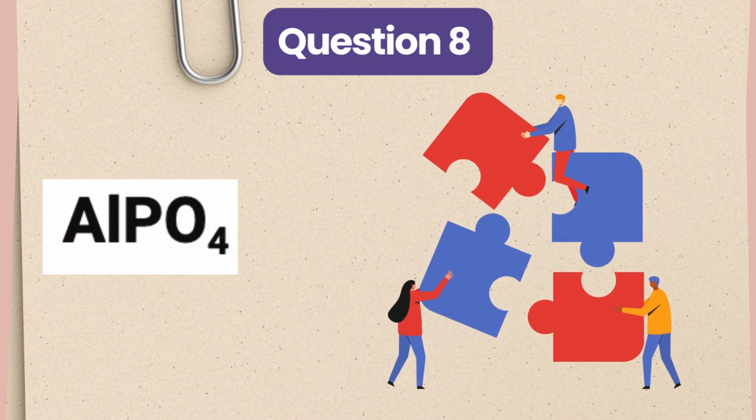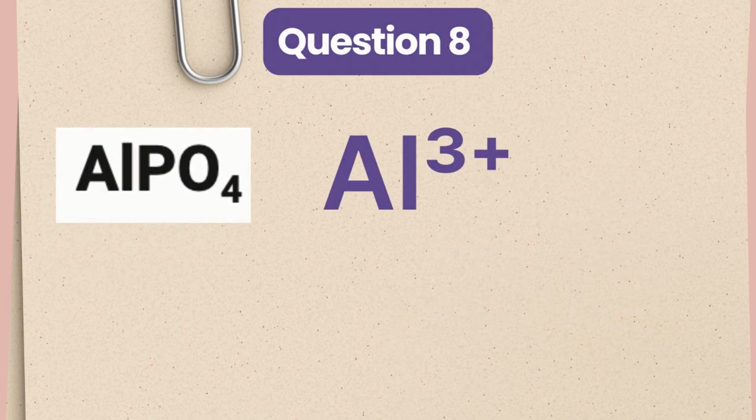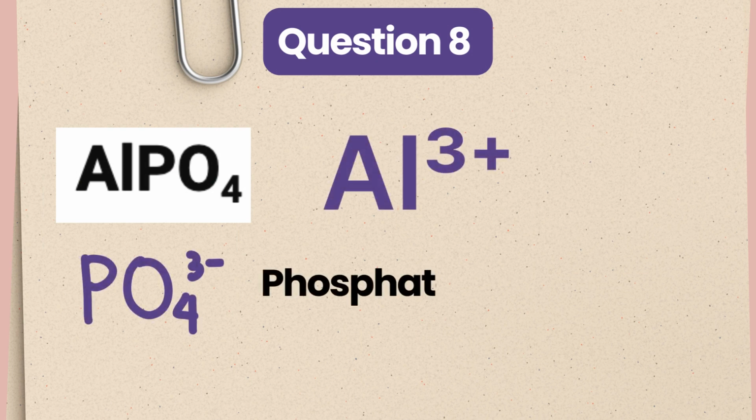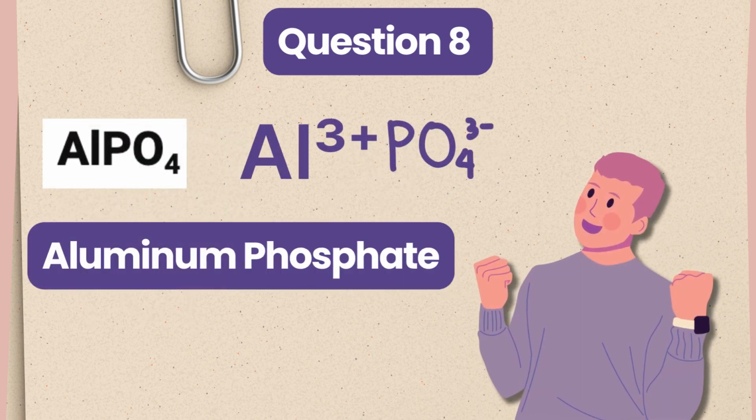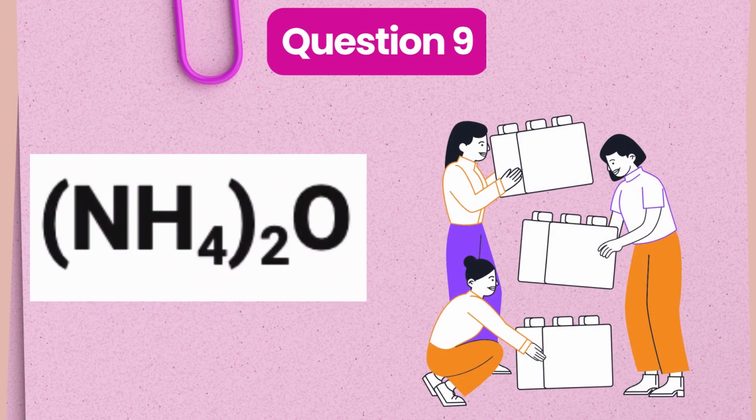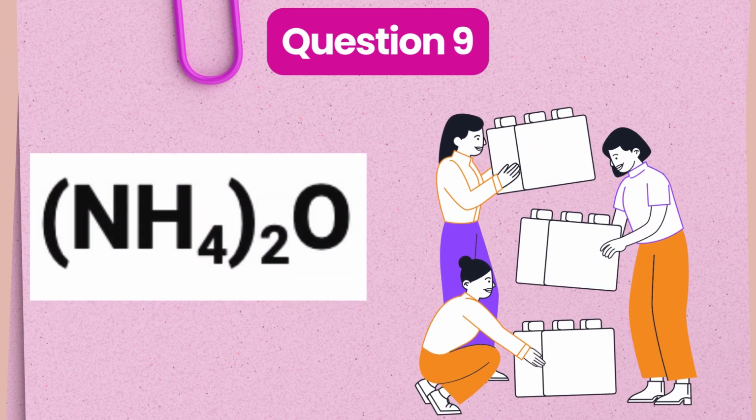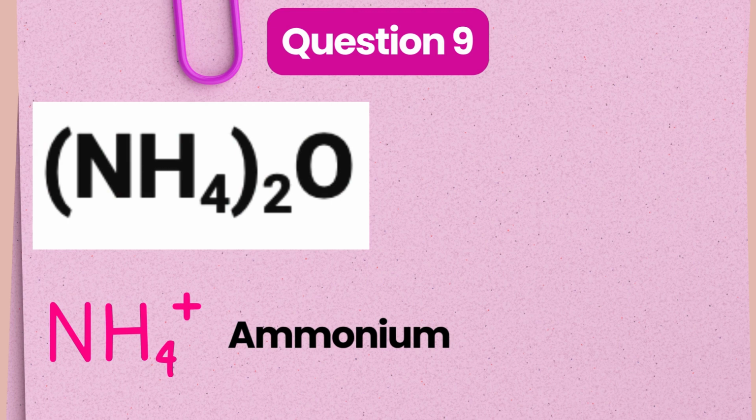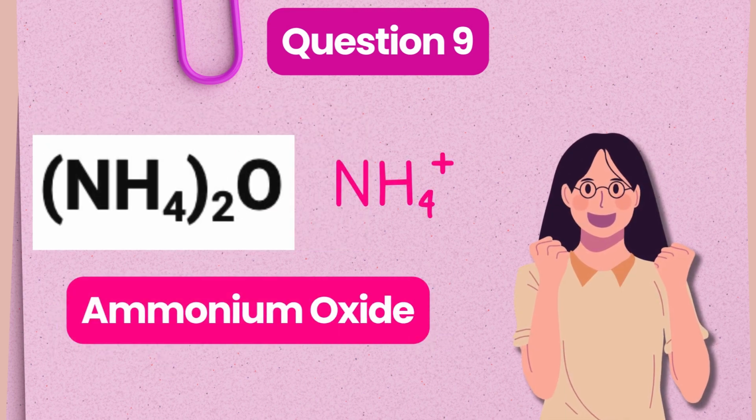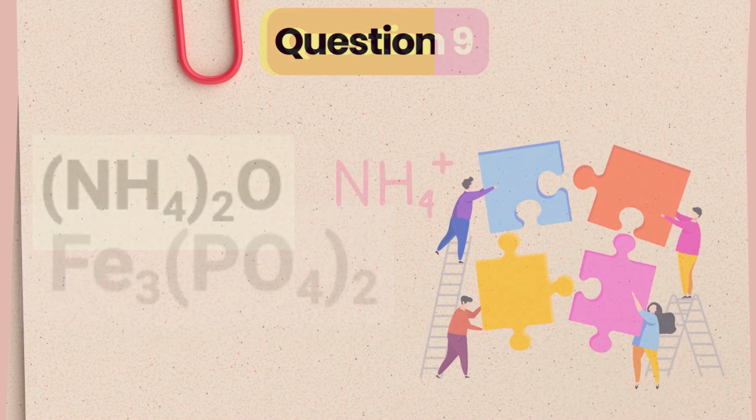Question 8. AlPO4. Aluminum has a fixed charge of 3 plus. PO4 3 minus is the polyatomic ion phosphate. So it is aluminum phosphate. Question 9. (NH4)2O. NH4 1 plus is the polyatomic ion ammonium. So it is ammonium oxide. Question 10.